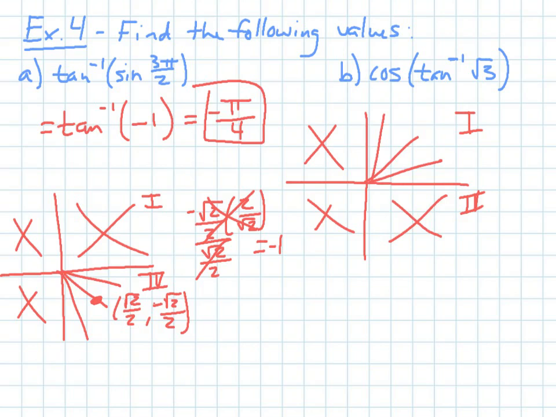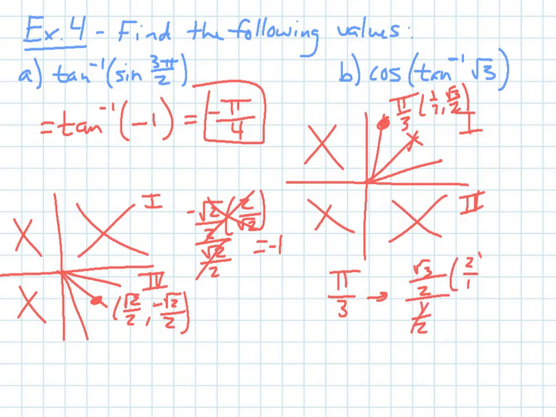You would cross out the 45 or the pi over 4 because it's not going to get you square root of 3. And then you pick one. So let's say we picked pi over 3. So that point is 1/2 comma square root of 3 over 2. Okay. So for pi over 3, multiply by your reciprocal, that gets you square root of 3. So it confirms that inverse tangent of square root of 3 is pi over 3.